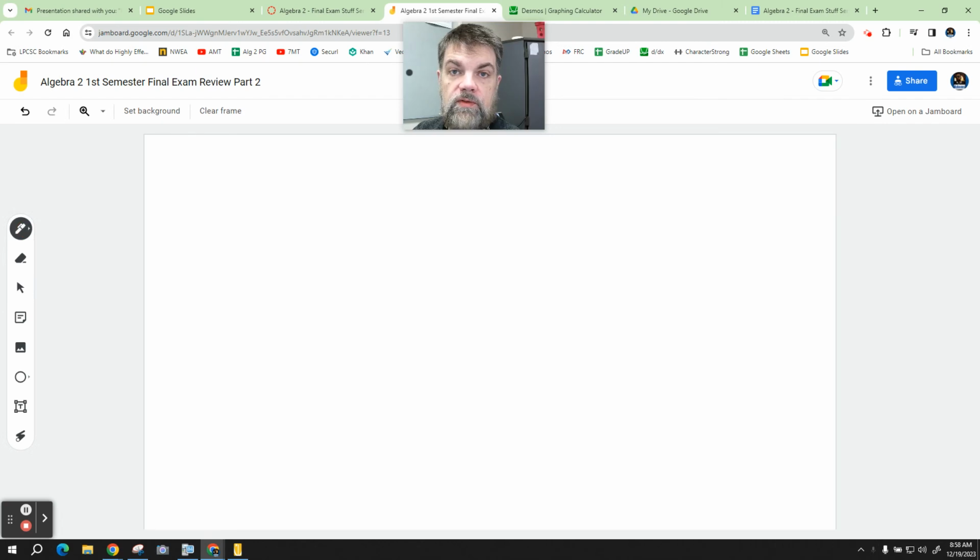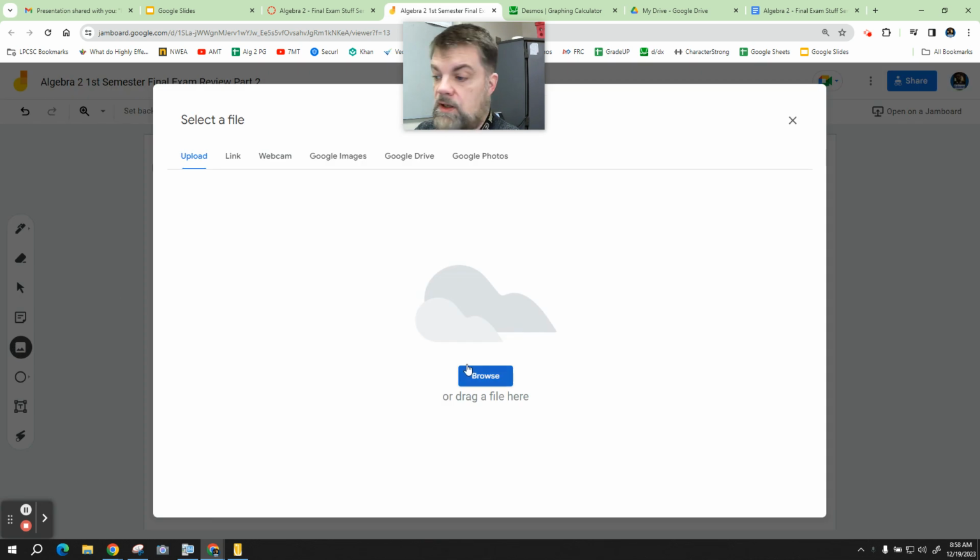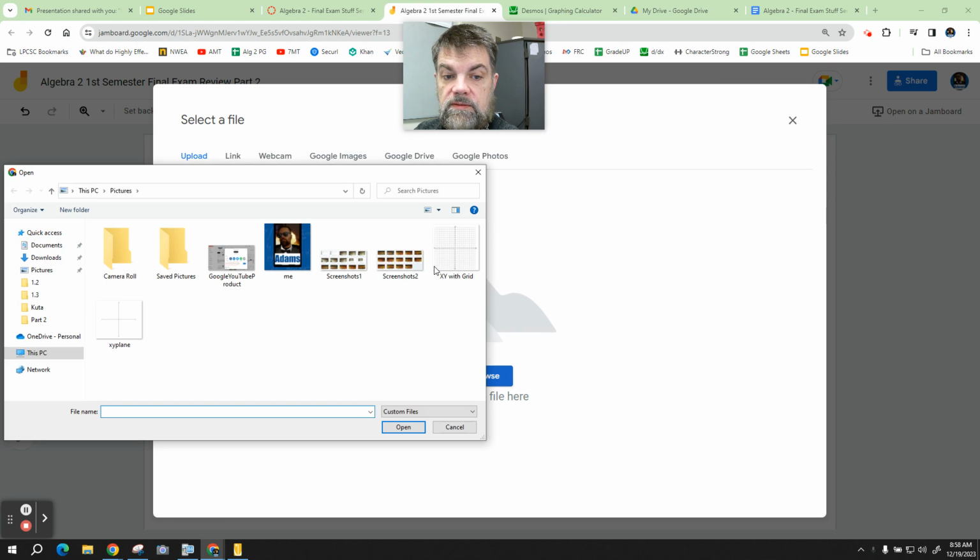So for problem number 14, we're asked to graph y is greater than or equal to negative 1/2 x squared plus 2x plus 2. And I think we'll graph this one by hand, but then we'll double check it. Let's upload the graph.